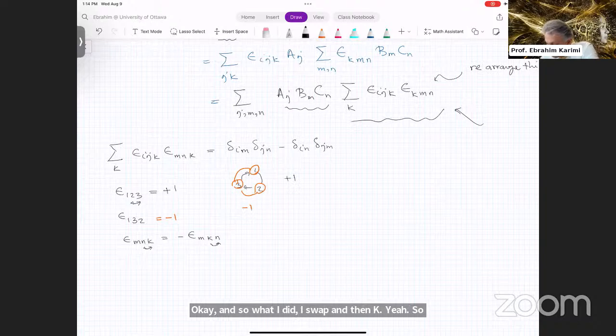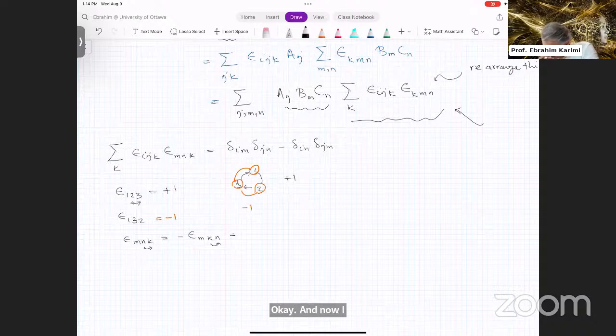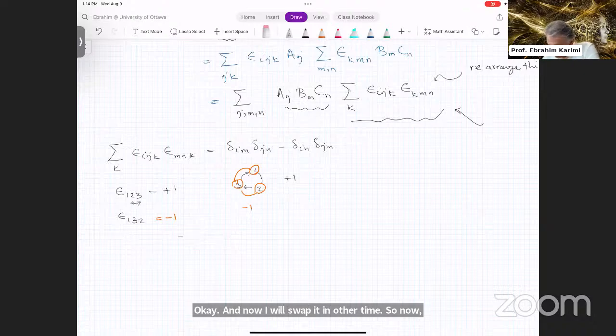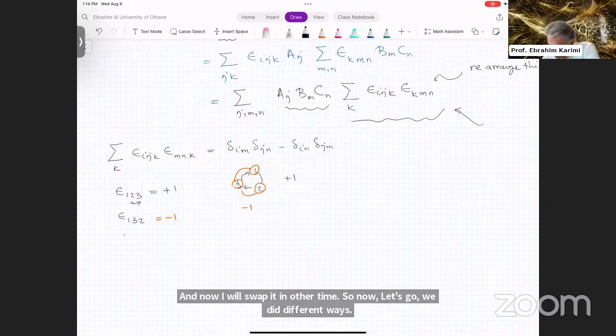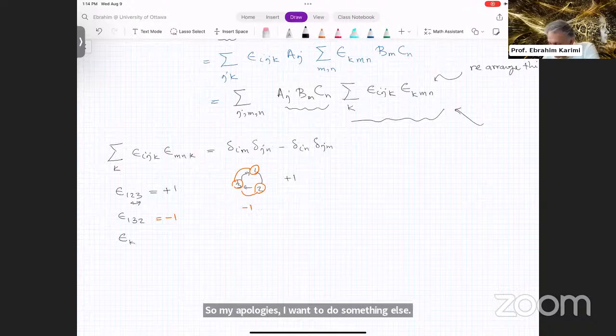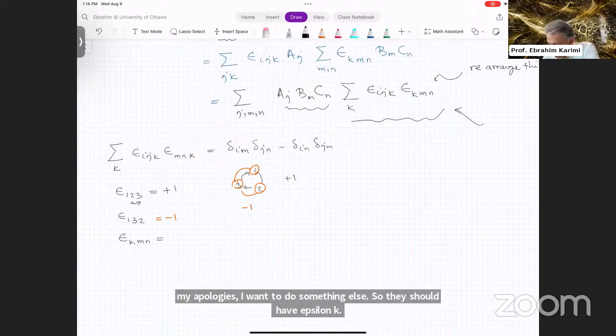Okay. And now I will swap it another time. So now let's go with a different way. My apologies, I want to do something else. So let's do that. Epsilon k, m, and n.